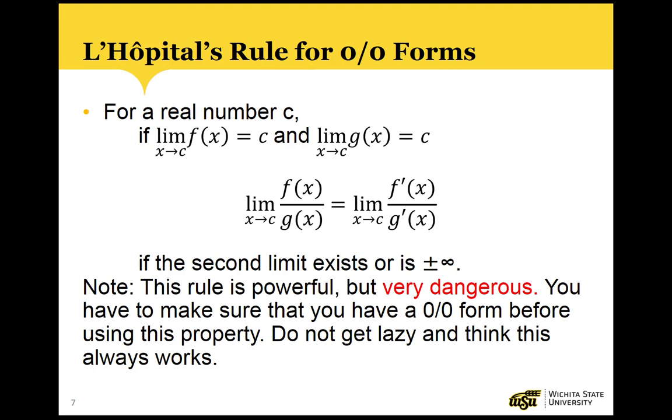However, we note that this is extremely dangerous. We have to make sure, whenever we use L'Hopital's rule, that we have a 0 divided by 0 form before we apply the property. It's easy to get lazy and think that this allows you to evaluate any type of limit that comes in the form of a quotient, and that's not true. You must have an indeterminate form before you're allowed to use this rule, so be careful.